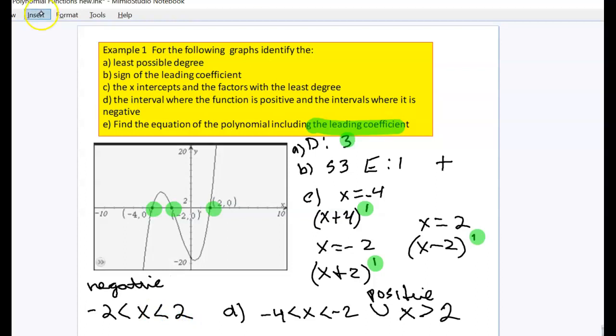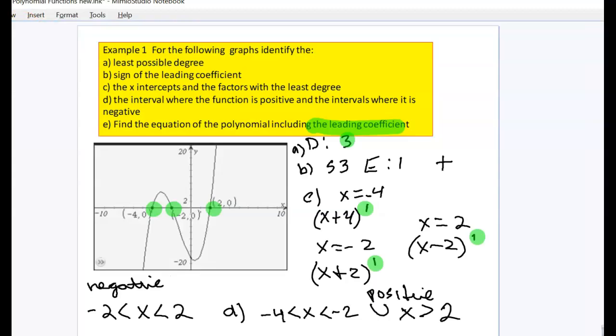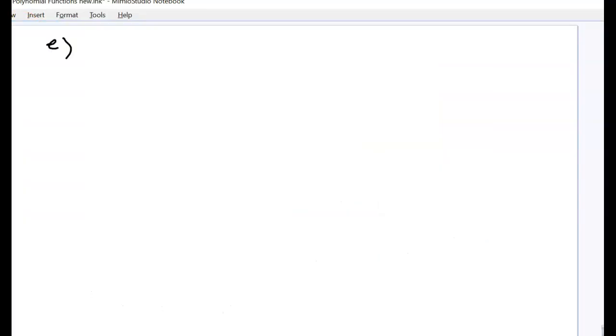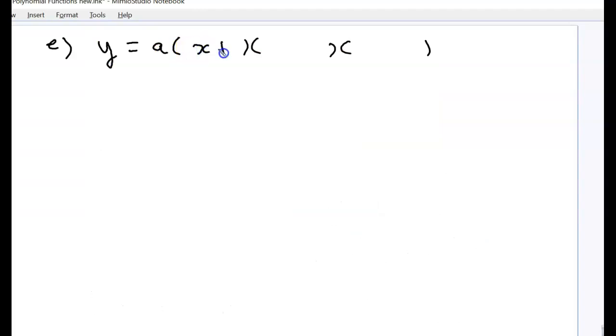All right, for the last question, part E, they want us to find the equation of the polynomial, including the leading coefficient. So find the equation. It's going to be y equals a. Now I'm going to list all of my factors with their multiplicities. So (x plus 4), (x plus 2), and (x minus 2).